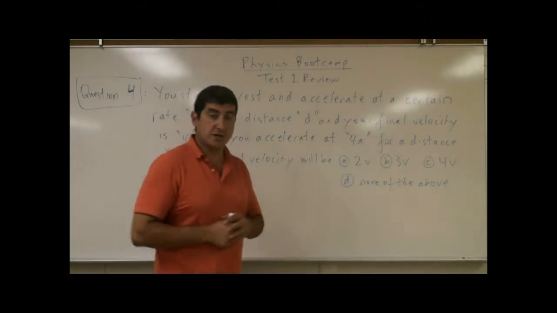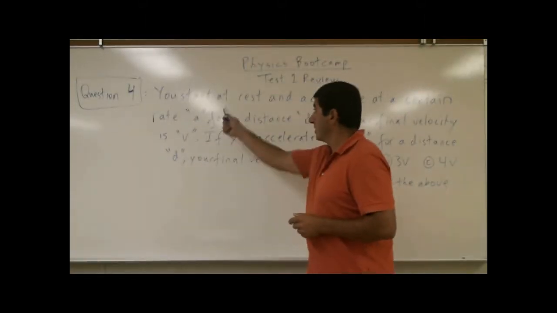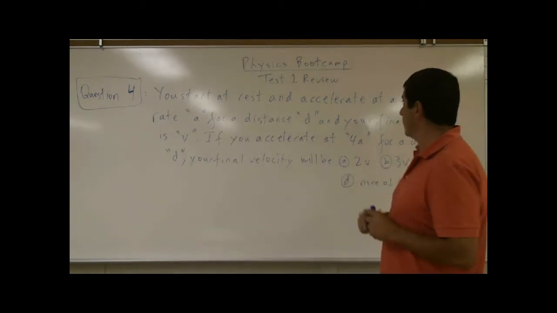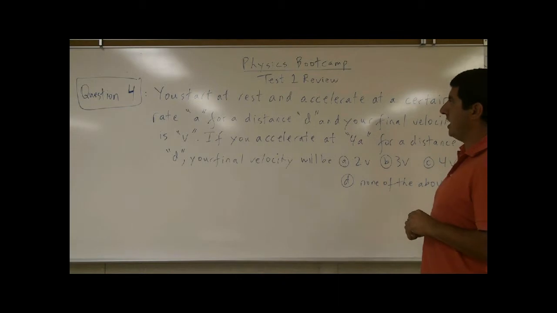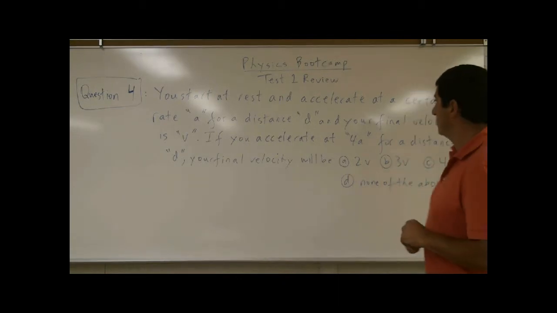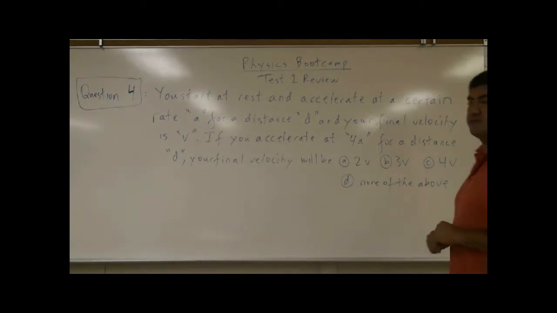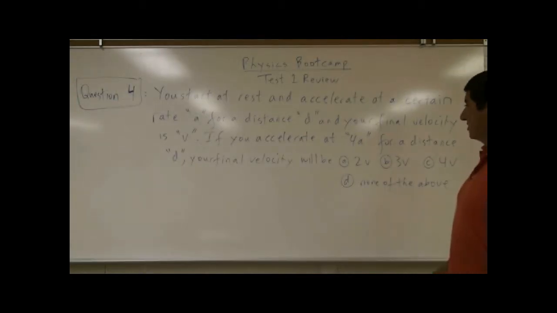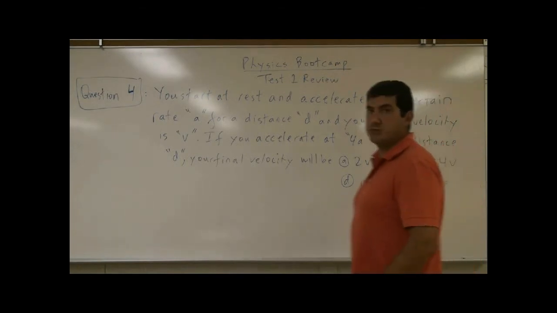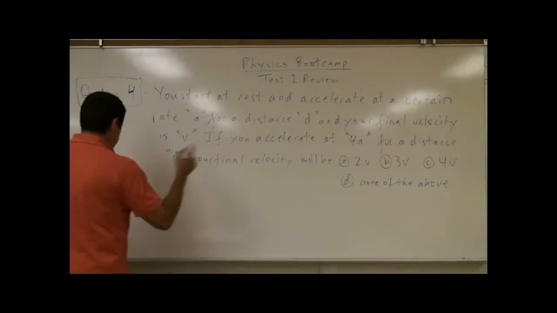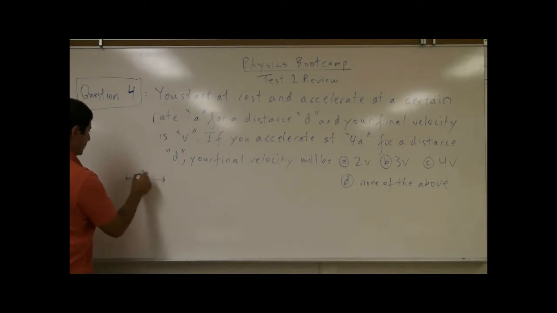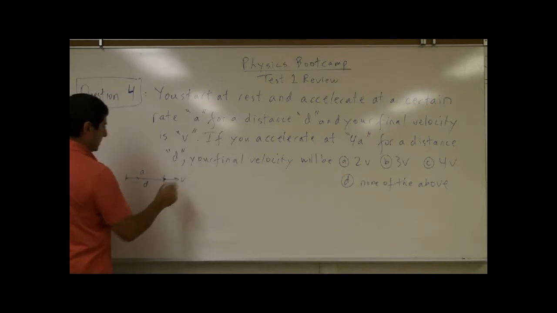Okay, so now we are at question number 4. The question 4 reads this way. You start at rest and accelerate at a certain rate a for a distance d, and your final velocity is v. If you accelerate at 4a for a distance d, your final velocity will be what? So, kind of pictorially, you're accelerating at a rate of a for a distance d, your final velocity is v.